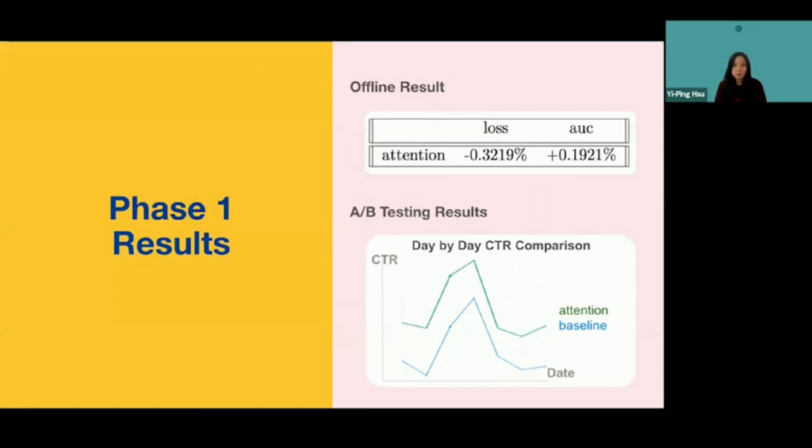Here are the results of this attention model. We saw significant improvement for AUC and loss in offline evaluation. And online A/B testing also showed very exciting results. We even saw non-trivial positive movements on Pinterest top-line metrics. Right now, this model is serving major traffic for Pinterest ads.